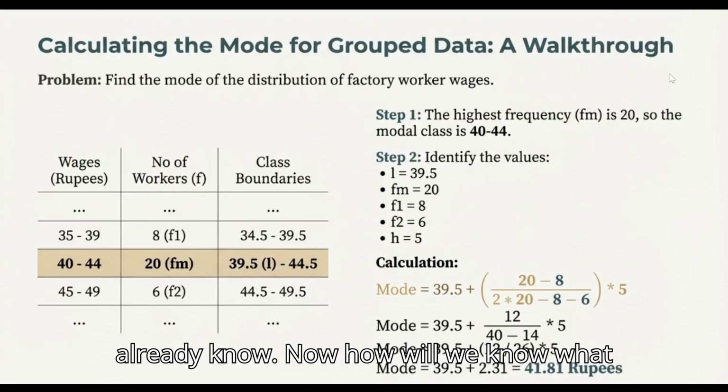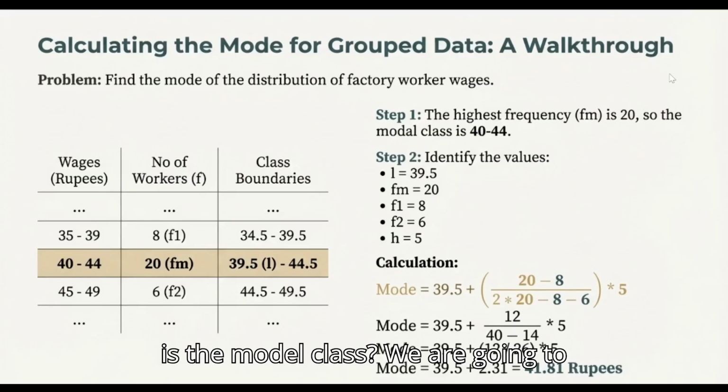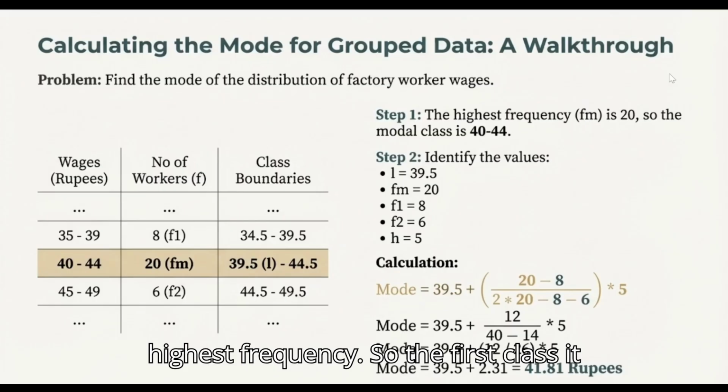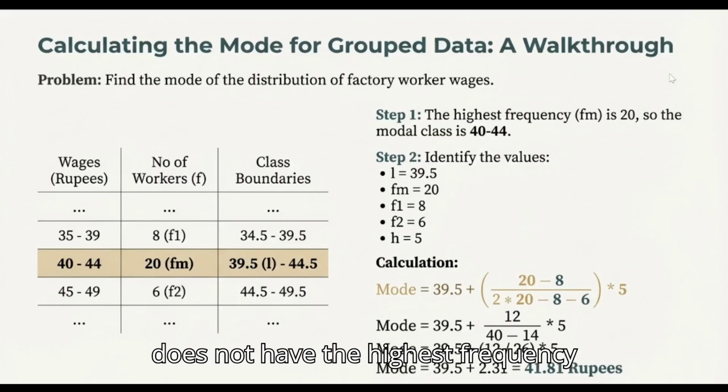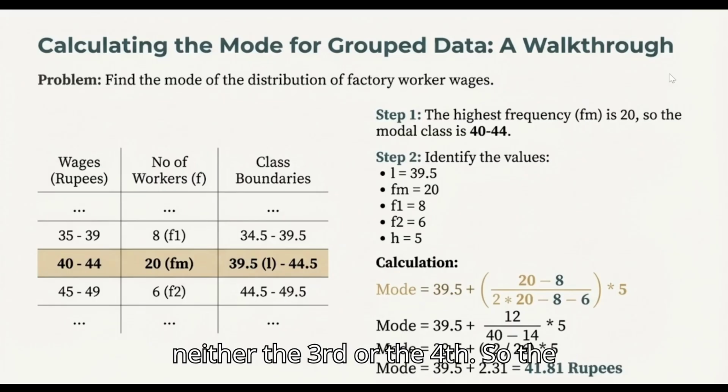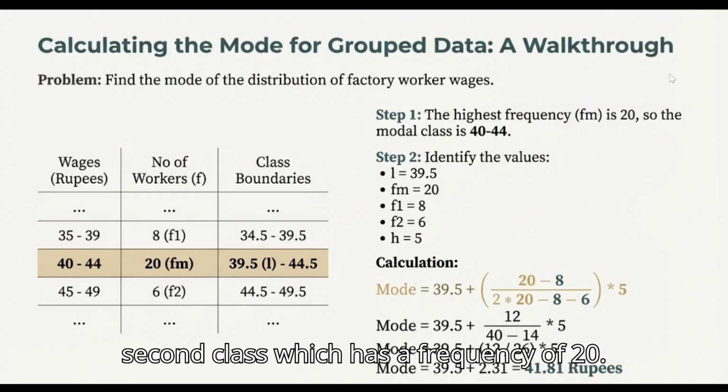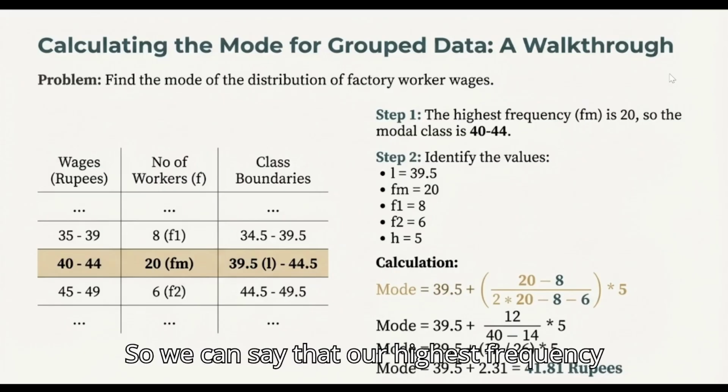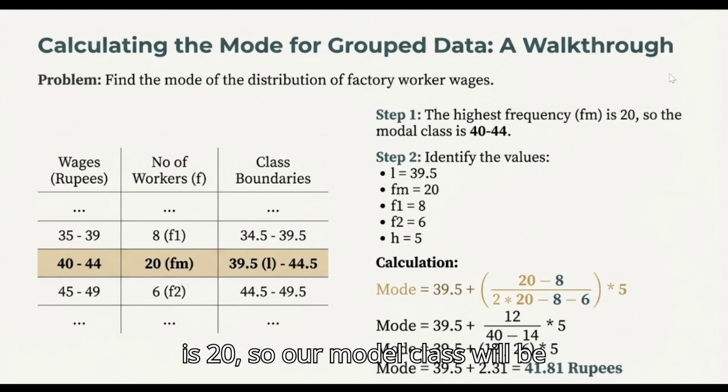Now, how will we know what the modal class is? We are going to check which class interval has the highest frequency. The first class does not have the highest frequency, neither the third nor the fourth. So the highest frequency class is just the second class, which has a frequency of 20. So our highest frequency is 20, and our modal class will be 40 to 44.